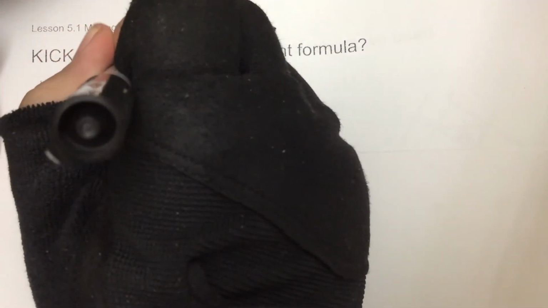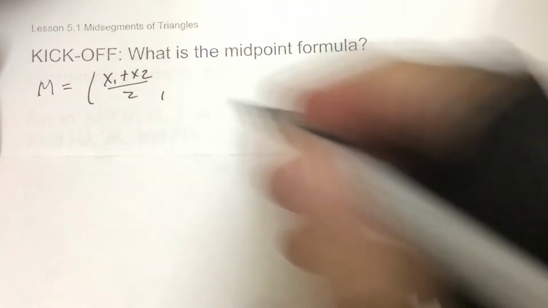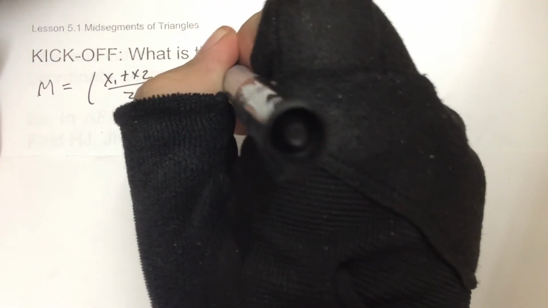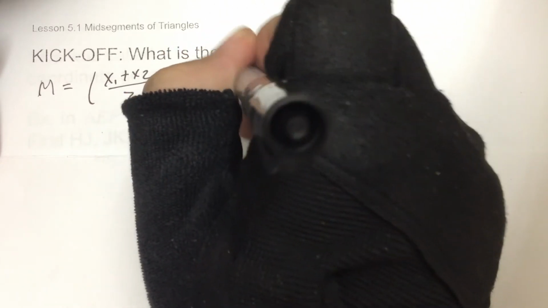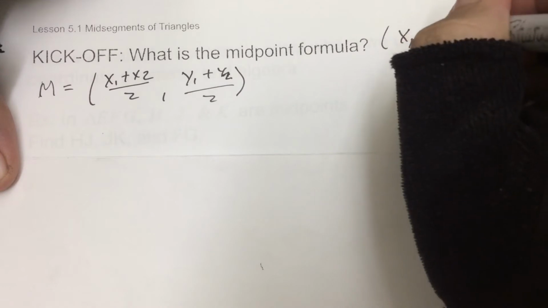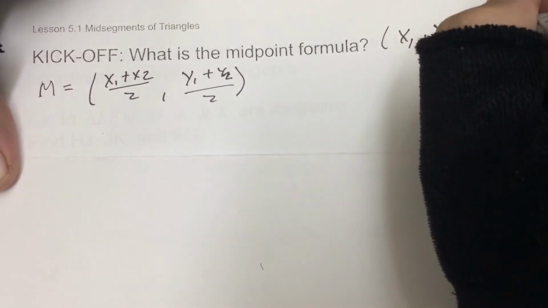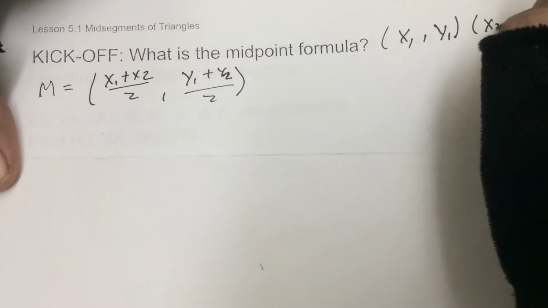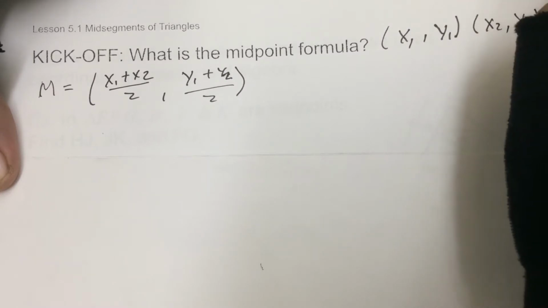So, midpoint, if you think back, m is going to be equal to x1 plus x2 over 2. And then that'll give you your x value of the midpoint. And then you're going to take y1 plus y2 over 2, and that'll give you the y value of the midpoint. So what we're talking about here are the point x1, y1, so your first point, the x and the y, and then the second point, x2, y2.